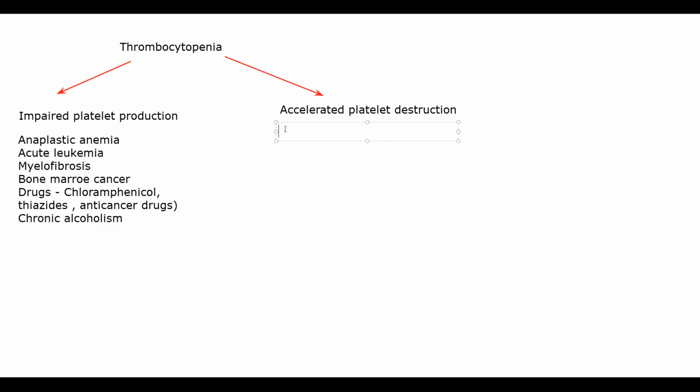Another way is where destruction of platelets is increasing. Those conditions will be ITP, immune thrombocytopenia, where your immune system is killing your thrombocytes, or it can be SLE, systemic lupus erythematosus, an autoimmune disease again, or it can be AIDS. It can be CLL, chronic lymphocytic leukemia, or it can be DIC. DIC is disseminated intravascular coagulation.